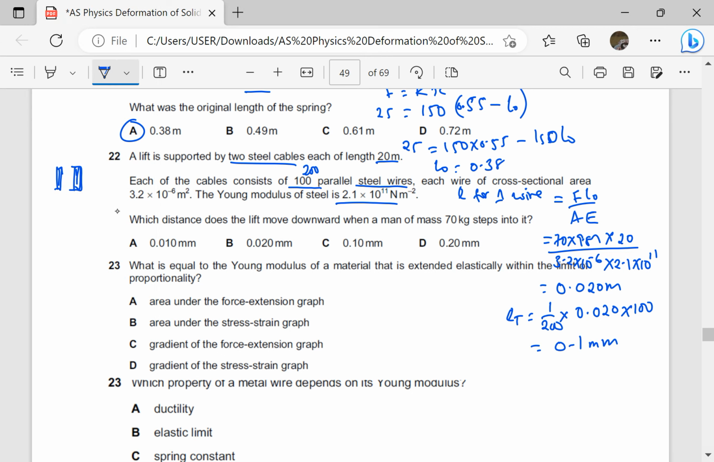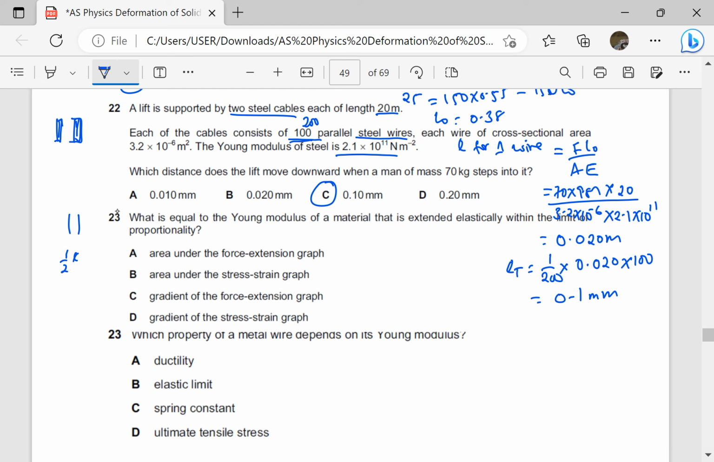If they are used together, each cable has 100 wires and there are two cables, so the total number of wires is 200 and they are behaving as if they're in parallel. We said if we use materials in parallel, their total extension becomes smaller. If we had two wires in parallel, the total extension would be half that of one. Now we have 200 wires. That's why I've divided by 200 here. So our answer is going to be C.